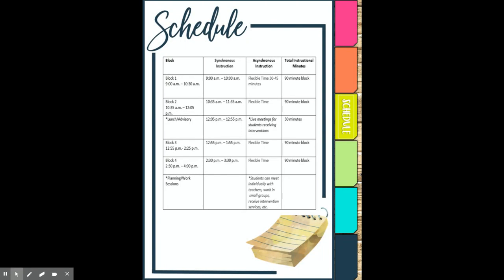And again, from 12:55 to 1:55 is synchronous instruction, meaning you have to be online. And then, of course, the last 30 to 45 minutes would be asynchronous. Block 4 from 2:30 to 4 p.m. From 2:30 to 3:30 would be synchronous. And from the rest of the time leading up to 4 o'clock would be asynchronous.